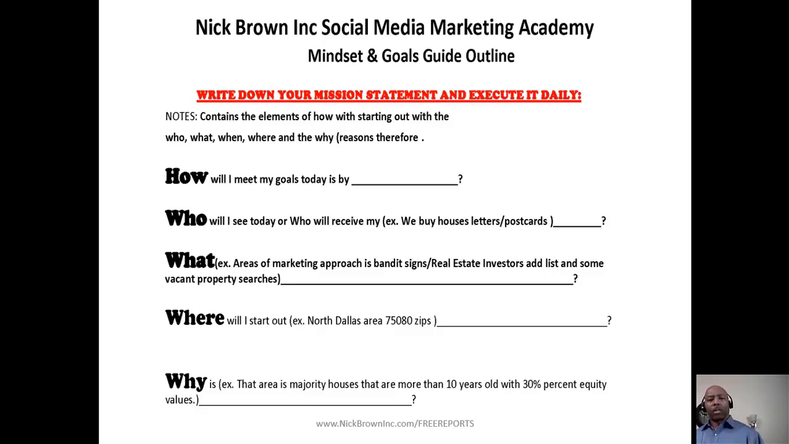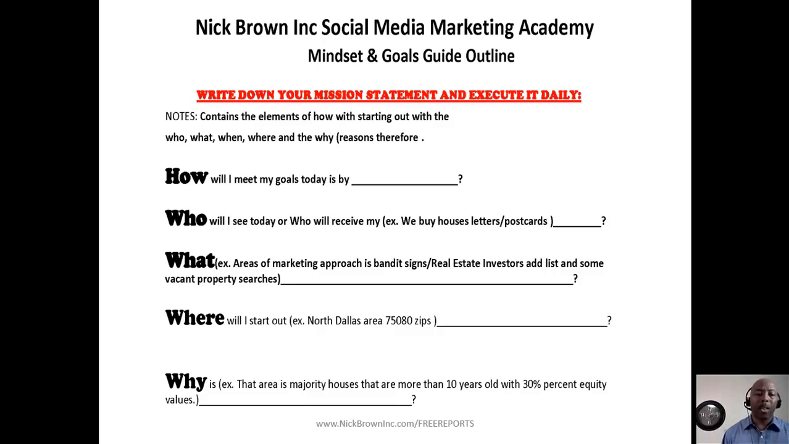So, notes, it contains the elements of how. We're starting out with the who, what, when, where, and the why. Reason, therefore. So I'm going to go over this. This helps you because you got to progress. In order to become, you got to overcome, okay? But track what's going on.